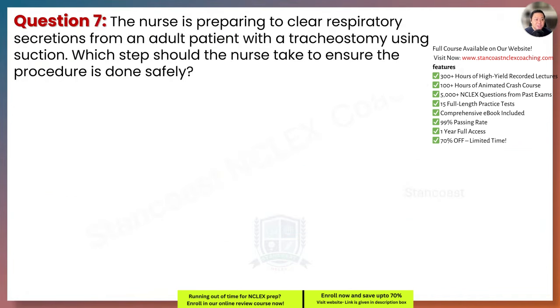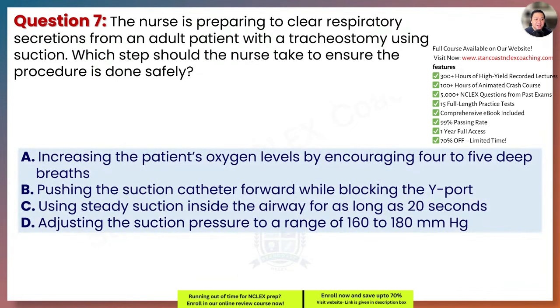The nurse is preparing to clear respiratory secretions from an adult patient with a tracheostomy using suction. Which step should the nurse take to ensure the procedure is done safely? Options: A, increasing the patient's oxygen levels by encouraging 4 to 5 deep breaths. B, pushing the suction catheter forward while blocking the Y port. C, using steady suction inside the airway for as long as 20 seconds. D, adjusting the suction pressure to a range of 160 to 180 mmHg.